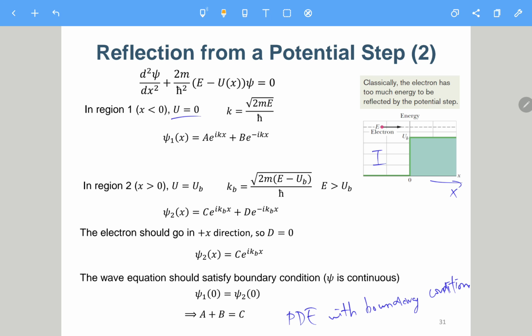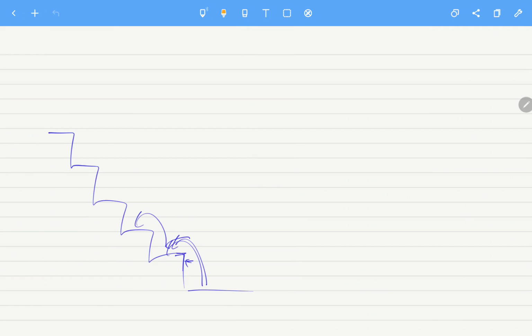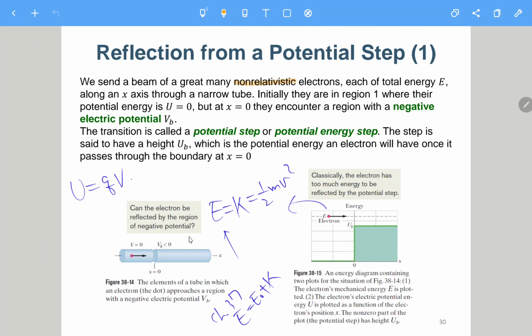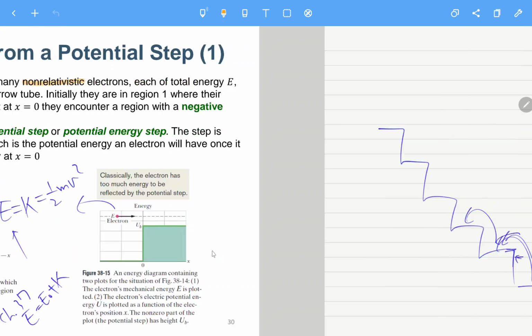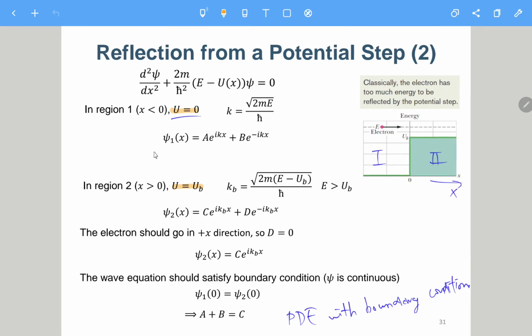U equals 0 here. And for region 2, we have u equals ub, and actually this ub is negative e times vb, but maybe we just skip the vb there. You only need to know we set up this setting like this. We have two segments of tube, and then this voltage is V equals 0. This is a VB smaller than 0. Okay, so we can solve the Schrodinger's equation for these two regions.